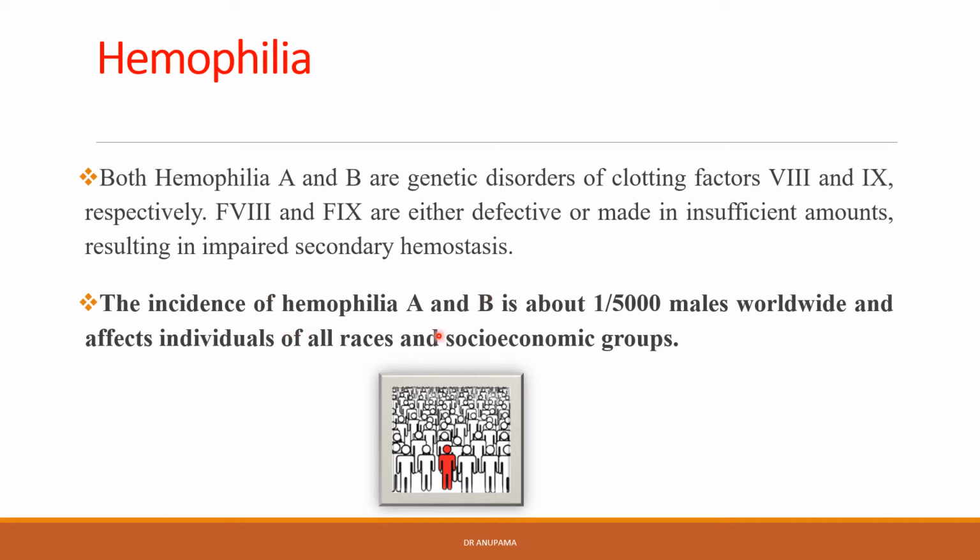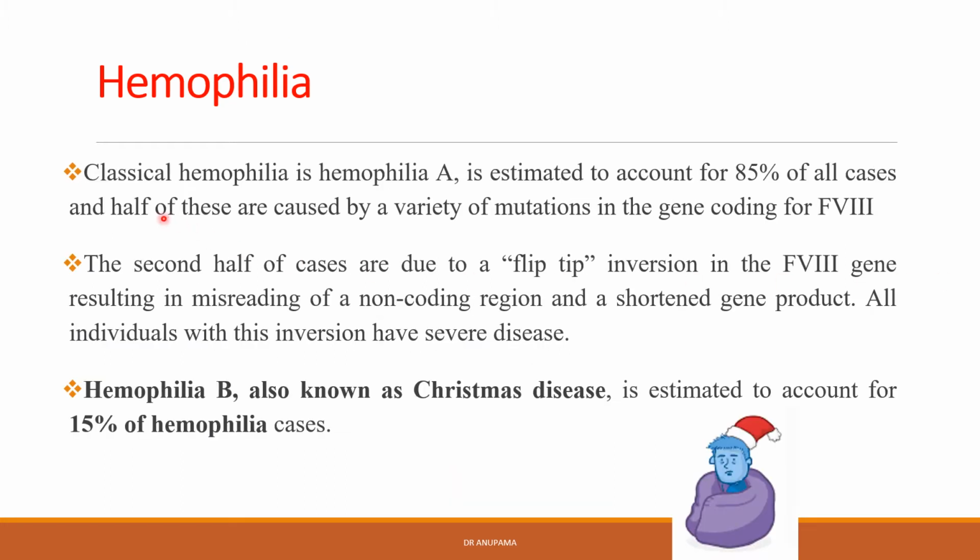The incidence of hemophilia A and B is about 1 in 5,000 males worldwide and affects individuals of all races and socio-economic groups. Classical hemophilia is hemophilia A and is estimated to account for about 85% of all cases, and half of these are caused by a variety of mutations in the gene coding for that factor.